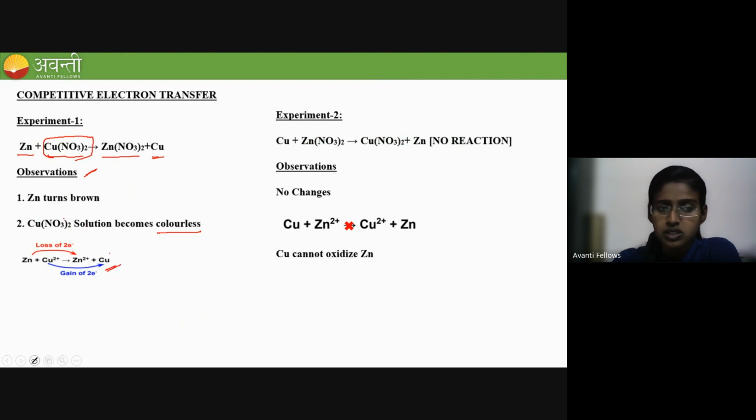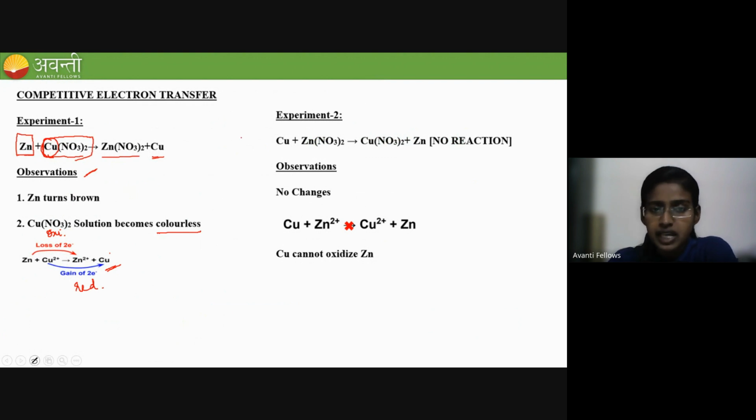Okay, so oxidation is loss of electrons. Here zinc is getting oxidized and copper is getting reduced. So a redox reaction is occurring. From this reaction, we can say that zinc metal is able to displace copper metal. Zinc is able to displace copper.